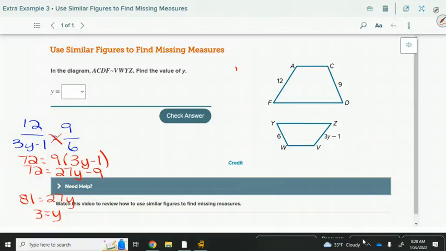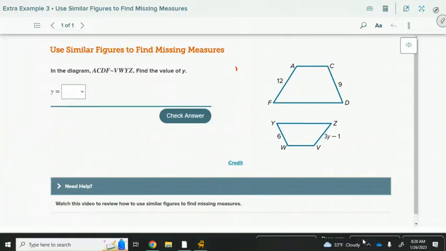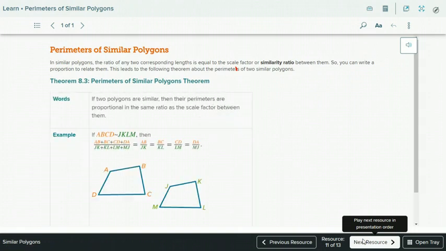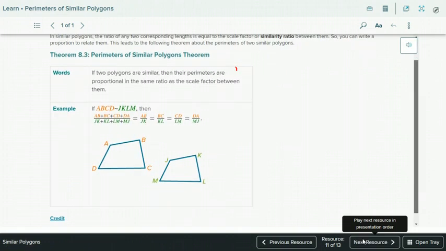Okay, there's one more type of question I need to show you today, and then we'll be done. And it's about perimeters. So I'll show you that one, and we'll practice that one together. The perimeters of a shape are also in proportion. So like if I added up all of these sides and added up all of these sides, I can make a fraction with that as well.